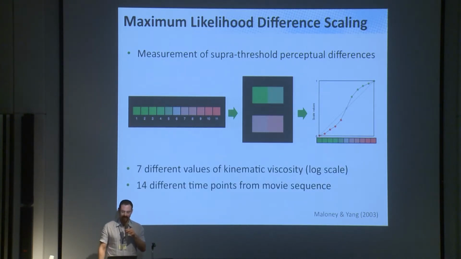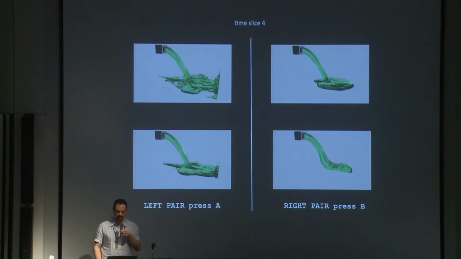Basically, in each trial, you're shown two pairs of stimuli, and you just have to say in which pair the difference between the two stimuli is bigger. If you do this for all possible pairs, you crank it through some equations that Larry Maloney and Yang developed, and this allows you to work out what the maximum likelihood difference scale should look like. We're going to do this with 7 different values of kinematic viscosity and 14 different time points from across the movie sequence. So this is what a typical trial looks like.